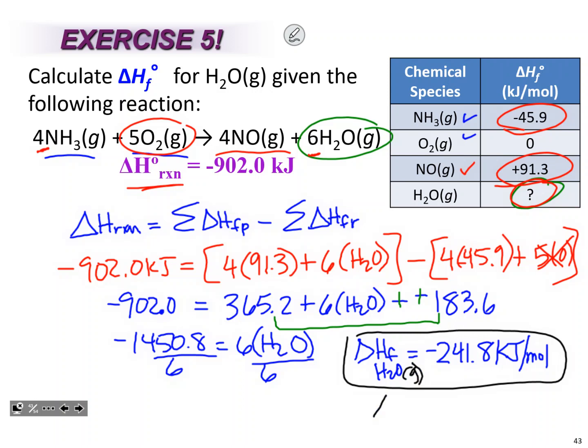Whereas the delta H formation for our liquid water, if you remember from the previous slide, was negative 286 kilojoules per mole. Let me tell you why those numbers are slightly different. The gaseous one's releasing a little bit less energy than the liquid one in that formation of the water. In both instances, you're forming OH bonds, 2 OH bonds to make water. That's the same for both. The difference is in the phase.